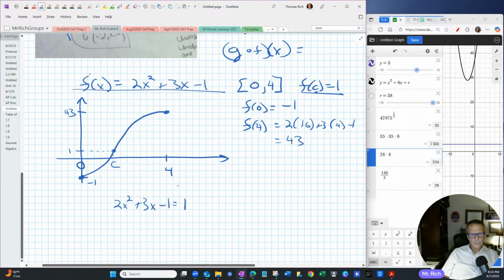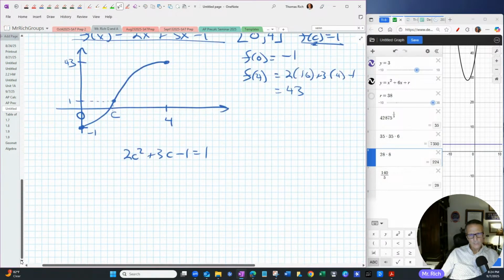Like that, and we're going to solve it. And we're plugging c in for x. So I'll go ahead and put the c in for x. So we're solving 2c squared plus 3c minus 1 is equal to 1. Well, that is obviously a quadratic, so we're going to solve it by putting it into standard form. We'll put the 1 to the left side. So that'll give us this.